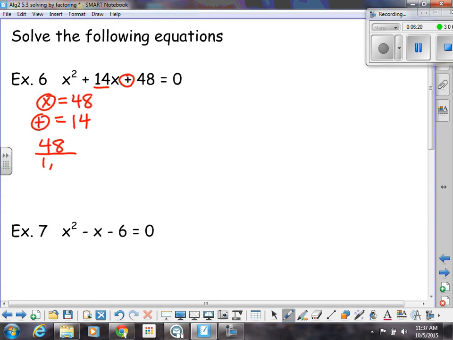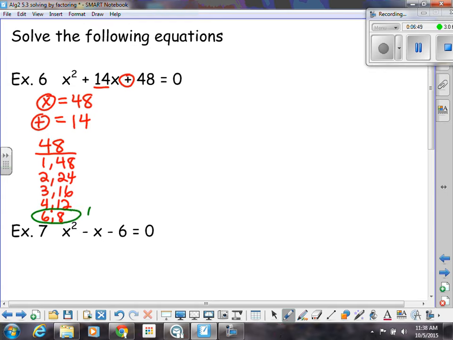So I've got 1 times 48 equals 48, 2 and 24, 3 and 16. If you don't know how I'm getting these, you can use your calculator to help you get these. So 4 times 12, and then 6 times 8. Oh, I'm running out of room. And then that's all. Those are all of my factors of 48. So which of these pairs also adds to equal 14? Well, that would be this last one, 6 and 8.